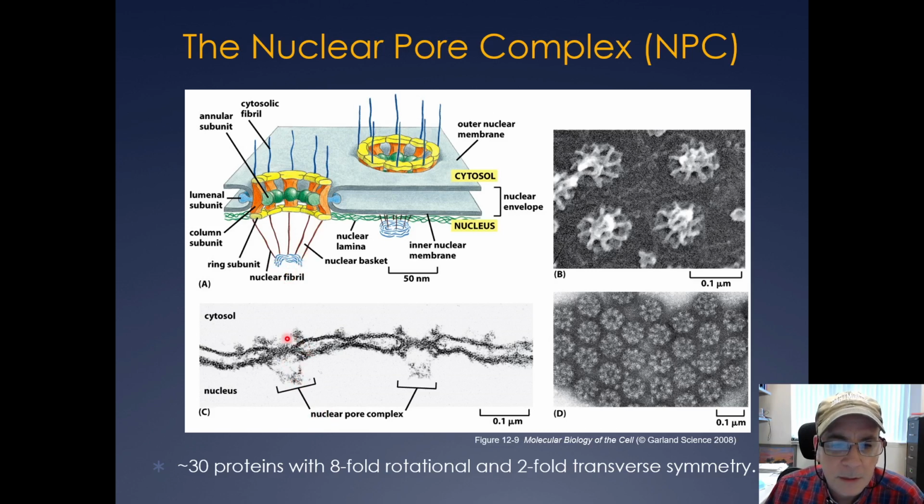And so here's another cross section of an electron micrograph showing the nuclear pore complex and how things get through it. Okay, so in total there's about 30 proteins and 8-fold rotational symmetry. So if you were to turn it, there'd be that symmetry, and then there's also 2-fold transverse symmetry in it.